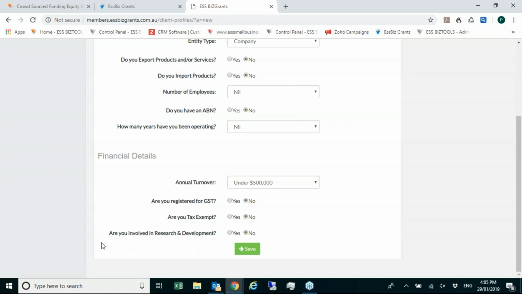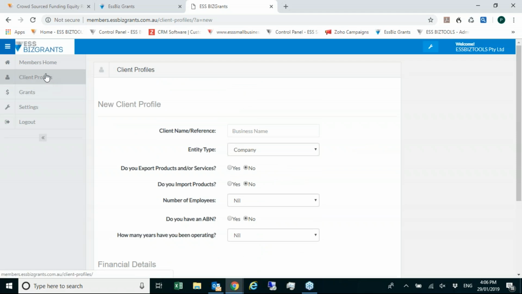So we've got them in there. And the R&D question here is really nothing to do with whether they're a company or whether they're spending over 20 grand a year on R&D. It's just, are they doing research and development? Because if they're doing some R&D, they're probably eligible or potentially eligible for some of the other grants that we want to show you. So that's all that's about.